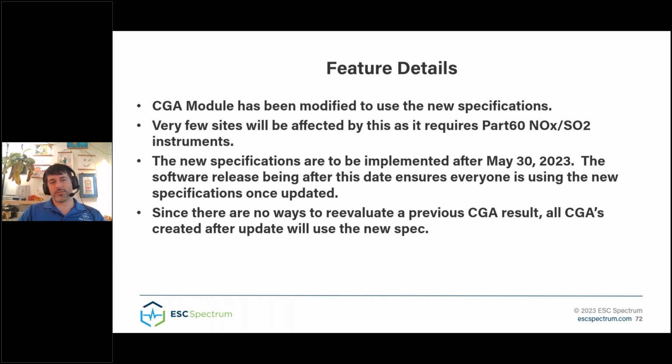There's not a whole lot of sites that will be affected by this because it requires Part 60 NOx SO2 instruments. And so since there's no way to reevaluate the previous CGA results, this only applies to CGAs created after the update that will use this new specification.